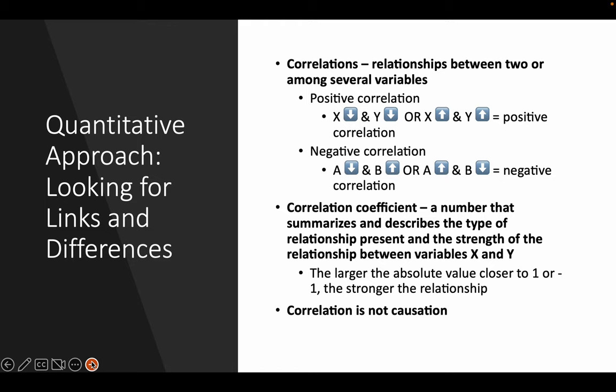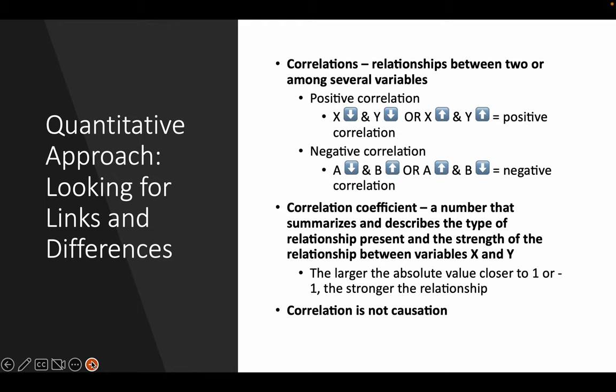If in one set of data, variable X is low, variable Y is also low in a positive correlation. If variable X is high, variable Y is high, again, in a positive correlation. If in another data set, variable A is low and variable B is high, or variable A is high and variable B is low, we will have a negative correlation. So with correlation coefficient, which is the number we get, this is the number that's going to summarize and describe the type of relationship that is present and then the strength of that relationship between variables X and Y.